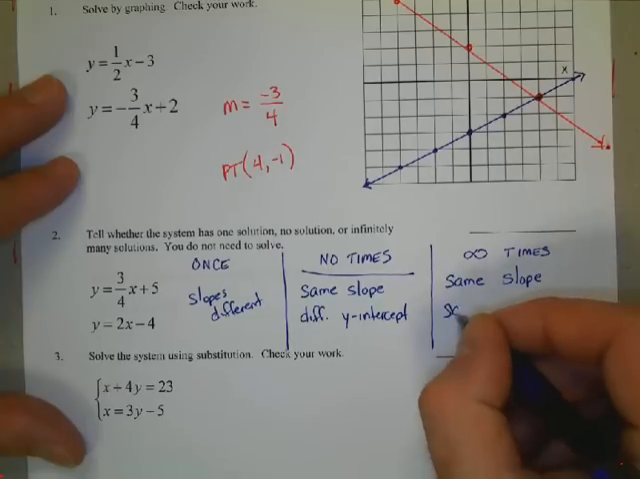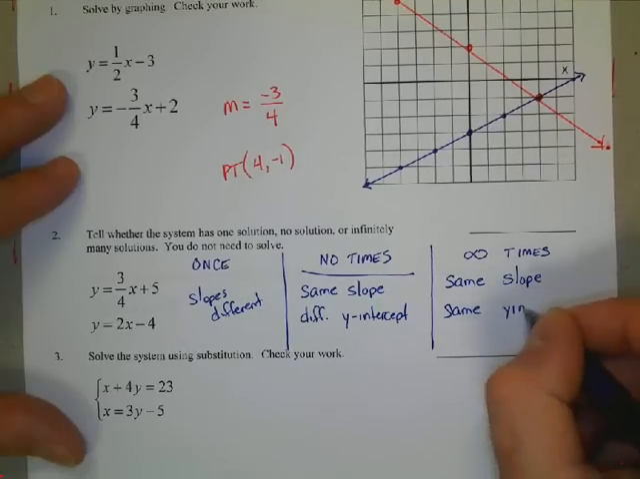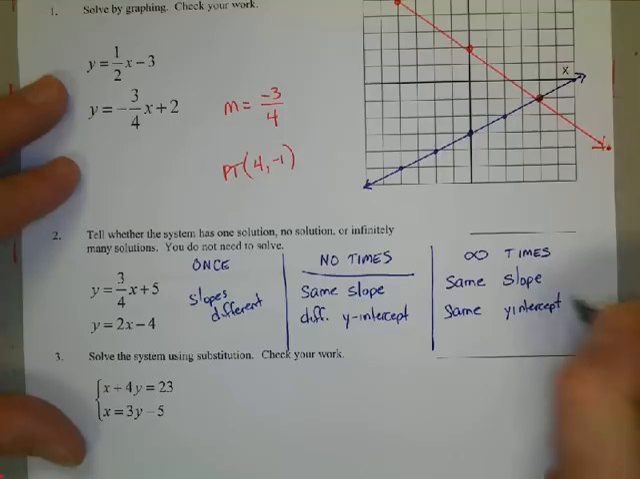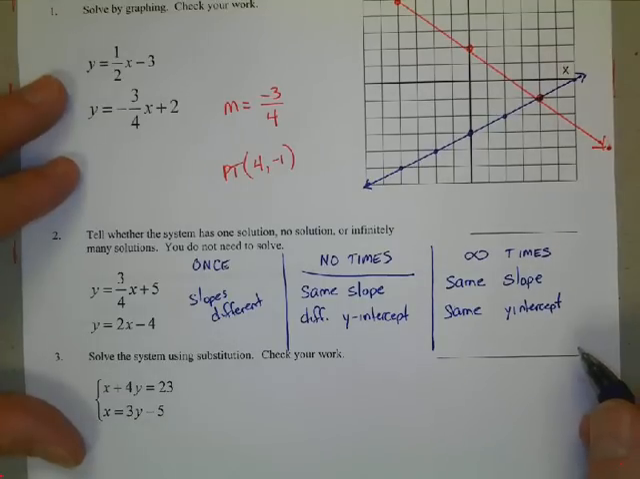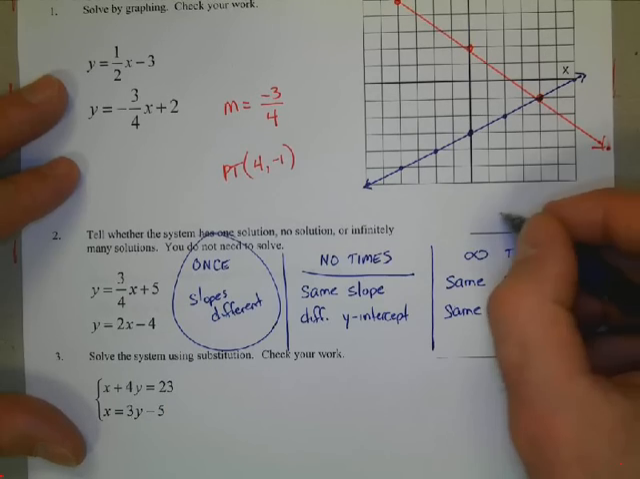So in this case, we compare our equations. We have 3/4 and 2 as our slopes. So it seems like the slopes are different. That means in this scenario, the graphs will cross one time and have one solution.